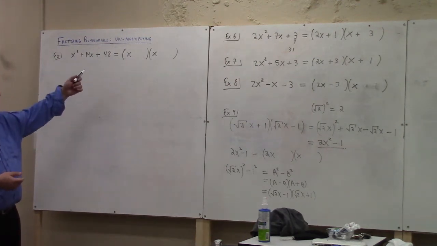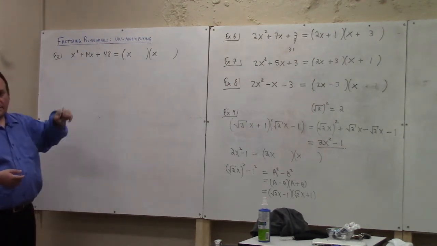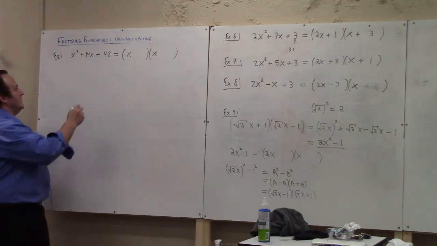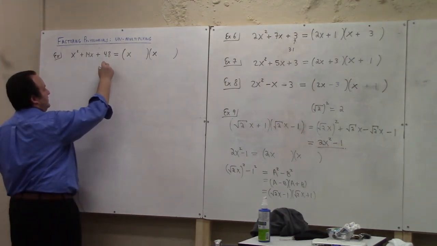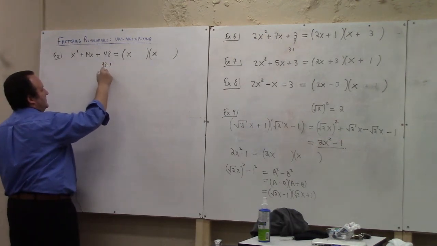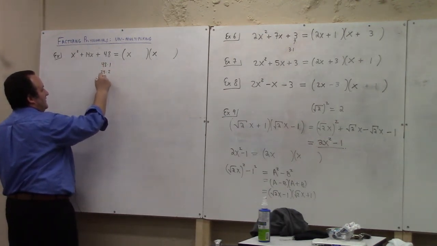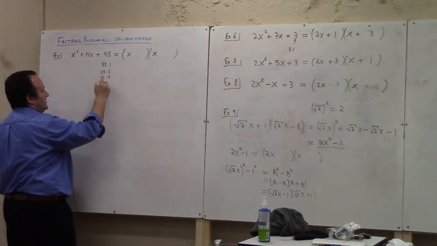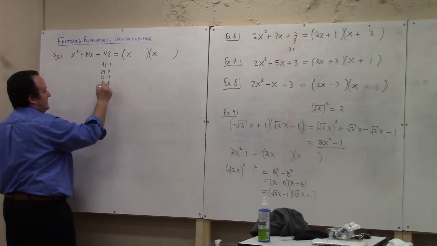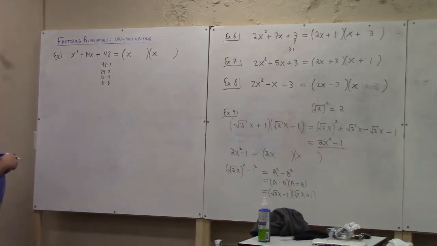What do you guys think here? 48 is what? Man, 48's all kinds of things, isn't it? It's 48 times 1, right? It's 24 times 2. It's 12 times 4. It's goodness gracious. What is it? It's so many different things. It's 8 times 6. What's that? 12 and 4, but 12 plus 4.